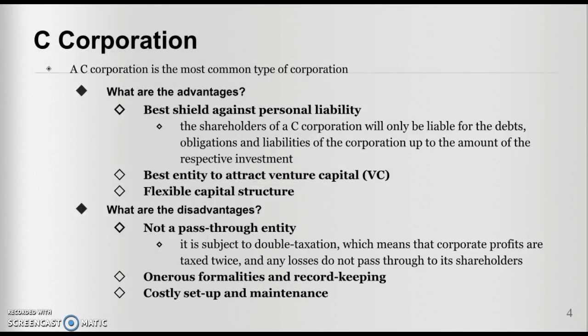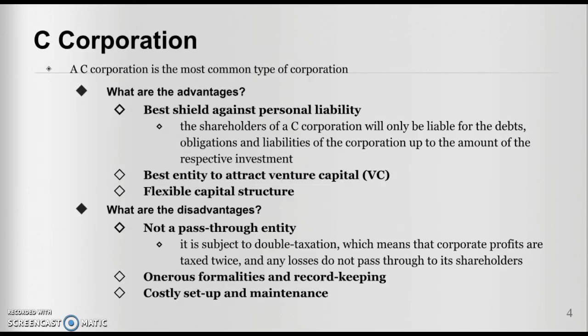C Corporation. A C Corporation is the most common type of corporation. What are the advantages? Well, it's the best shield against personal liability. The shareholders of a C Corporation will only be liable for the debts, obligations, and liabilities of the corporation up to the amount of the respective investment. It's the best entity to attract venture capital, and it's a flexible capital structure.